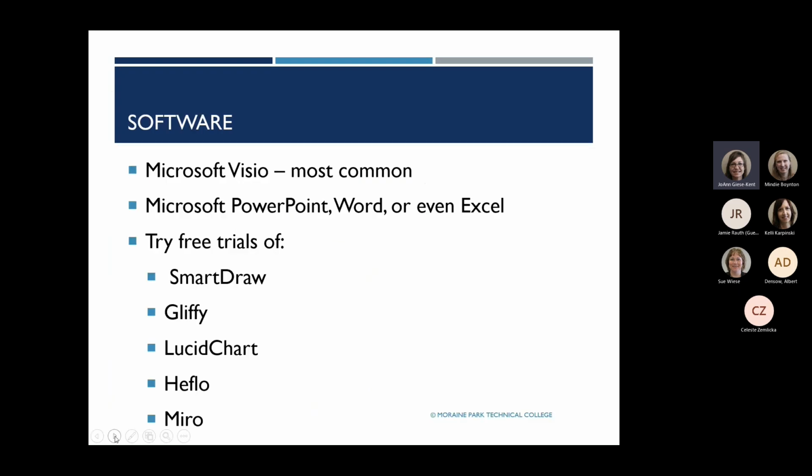What I want to end with is some of the software. I used Visio, which is a Microsoft product. If you're a Microsoft house, that's probably what you're going to use, but you can also use PowerPoint, Word, or Excel, which is more complicated. When you open up the software, you might not see a swim lane as a choice. You probably need to pick a cross-functional diagram. That's sometimes how they name it in the software.